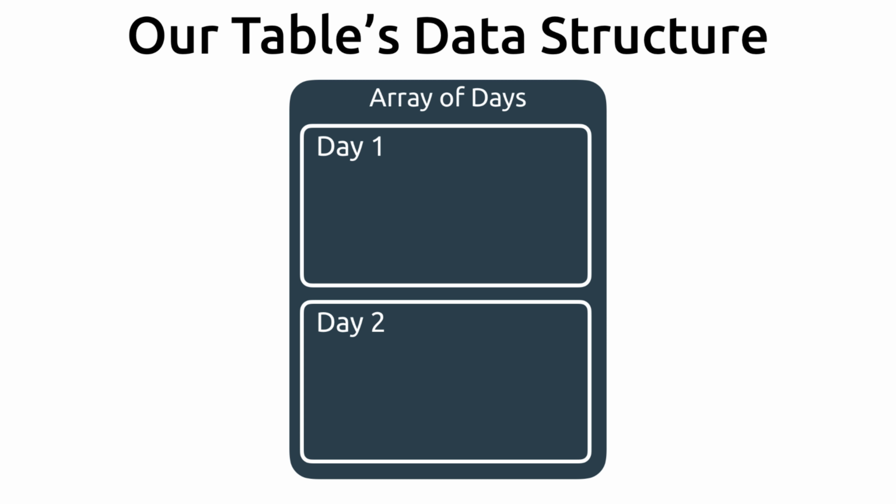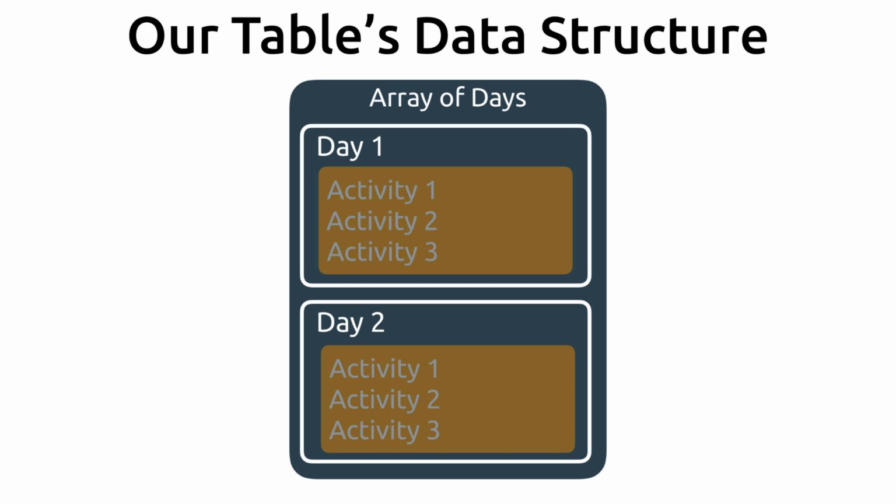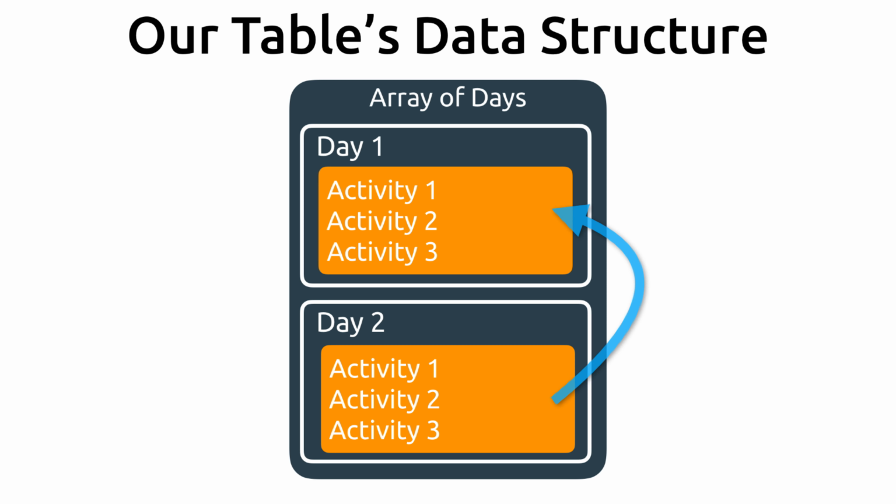Now, normally, reordering rows in a table view isn't that bad. If we just had an array of days, it would be pretty easy. But in our case, we have additional arrays inside of an array, meaning we have an array of days like you see here, and each day has its own array of activities. So when we reorder activities, we might want to move an activity from one array to another array.